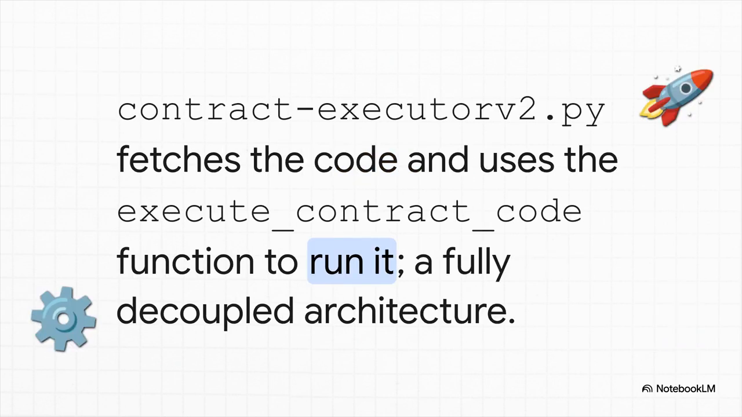So, if the contract is just data, what actually runs it? That's where the engine comes in, a completely separate script. This contract_executor_v2.py file has one job: fetch the code from the database and execute it. The result is a beautifully decoupled architecture. You can upgrade the execution engine without touching a single deployed contract. That is just unbelievably powerful.